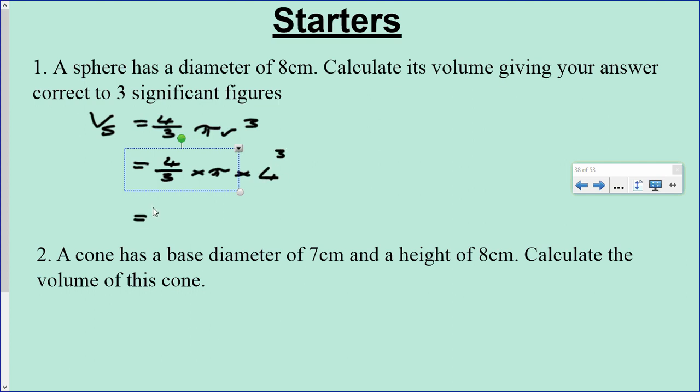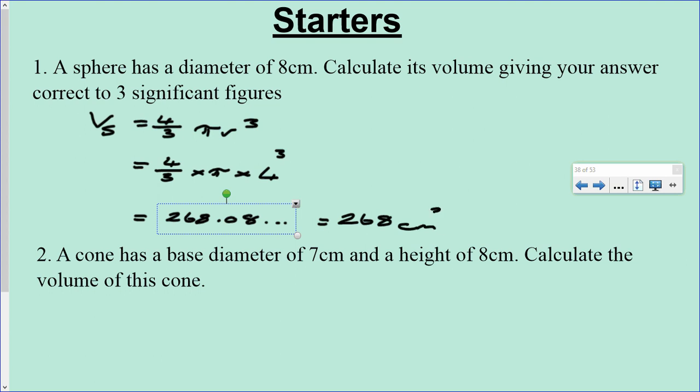Now if I throw that in my calculator, I get 268.08... and I'm just putting the dot dot dot because I need to round it here. In our question, it asks us to give our answer correct to 3 significant figures. So then we'll have 268. The number after the 8 is 0, so it's not going to change it at all. And then I need to remember to put in my units, which is centimeters cubed.